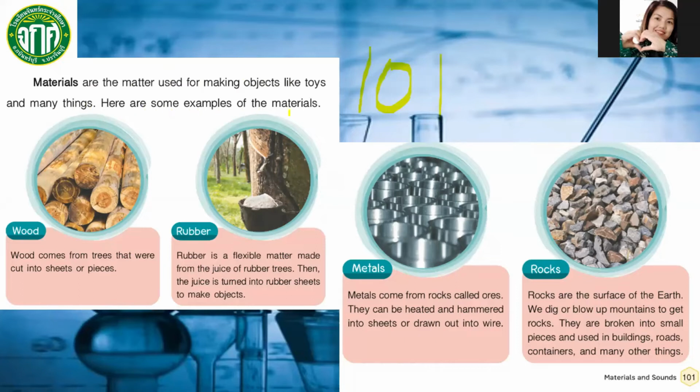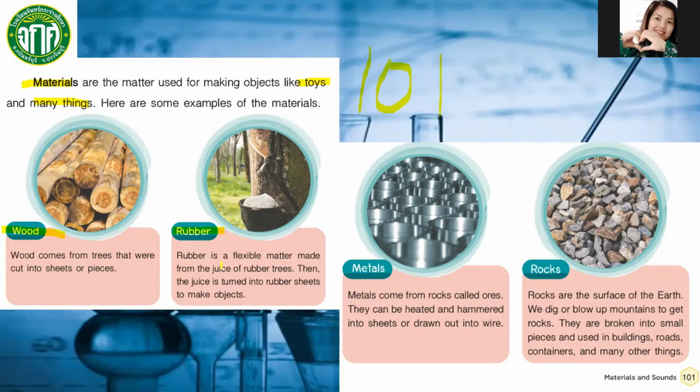Here are some examples of materials. The things that are used for making objects like toys and many things are called materials. The first one is wood. Wood comes from trees that were cut into sheets or pieces. Wood can be used in making objects like toys and things.